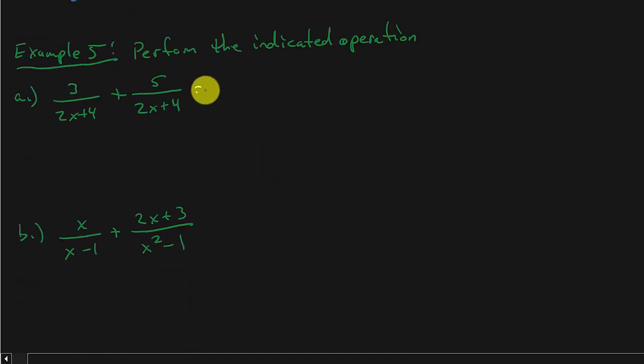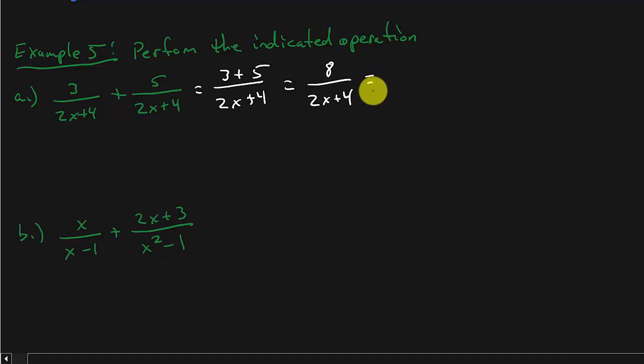So let's look. The first problem we've got here, well, we already have a common denominator, don't we? So we can just add the numerators and put it over the common denominator. If you want to, you can just go ahead and put 8. You don't need to show 3 plus 5. I'm just doing it for you so you can see what's going on. So that's 8 over 2x plus 4. And then what? Now we've got to reduce it if we can.